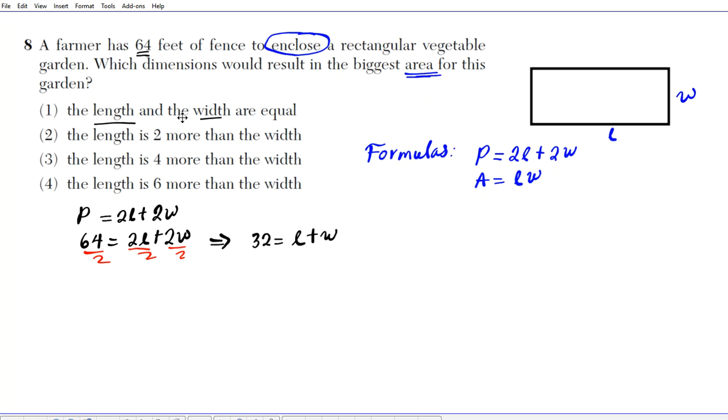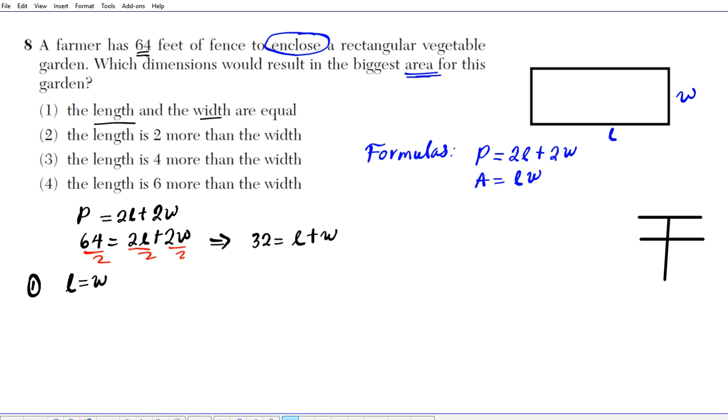Okay, so we're going to be taking a look at different cuts for the length and the width and see which one generates the biggest area. Let's start with the first combination. The length is equal to the width. So if the length is equal to the width, what two identical numbers add up to give you 32? So let's make a chart on the side here, because we're going to be looking at different combinations of integers that yield a sum of 32.